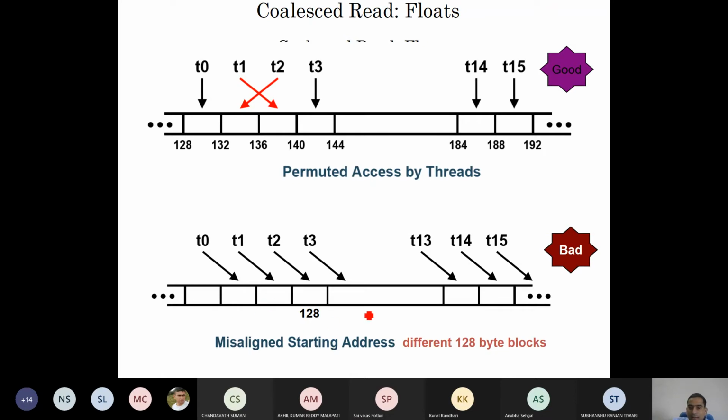Now, here it is misalignment, right? Here we need to make more than one transaction. We are crossing the boundary, right? We are crossing the boundary of that 64 byte chunk here. So, anyone has any questions? So, if you have this kind of access to global memory, it will not be efficient access.